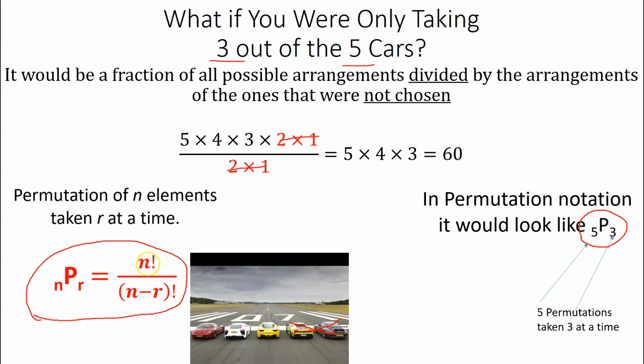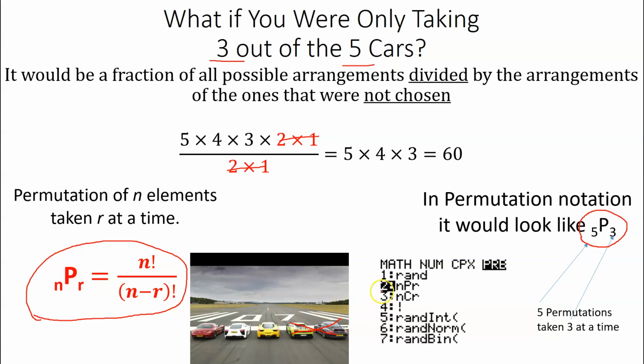And basically it's the big number factorial divided by the big number minus the small one, and then factorial. Now, you probably won't be using the formula at all because we'll have our calculator to do this. And I already mentioned that you had permutations in there.